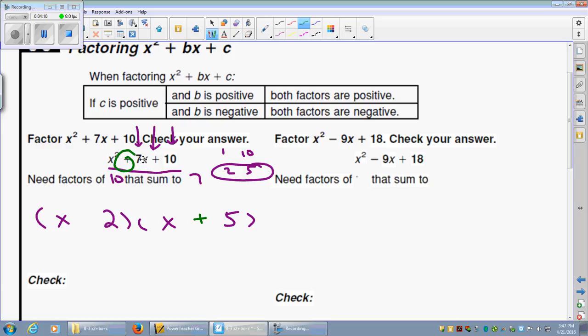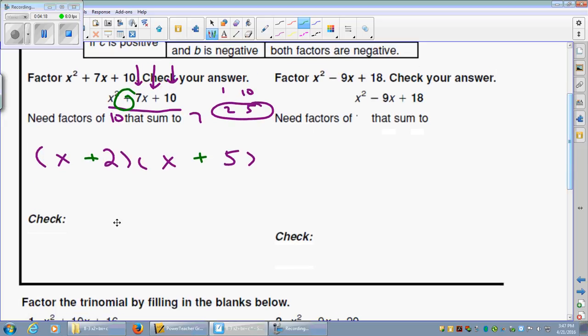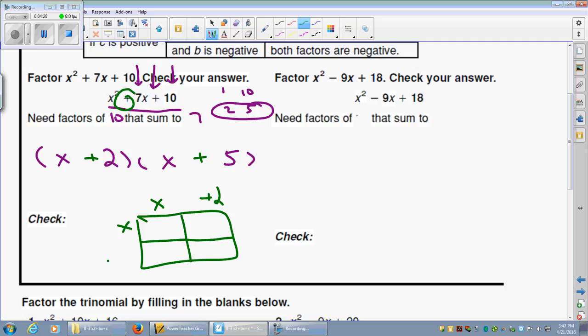Now, to get 7, do I need to add 2 or subtract 2? Hope you know I need to add 2. All right? And now that's it. Now it says down here check, so we could do that. We could set up a little box and multiply these guys and do x plus 2 and x plus 5.